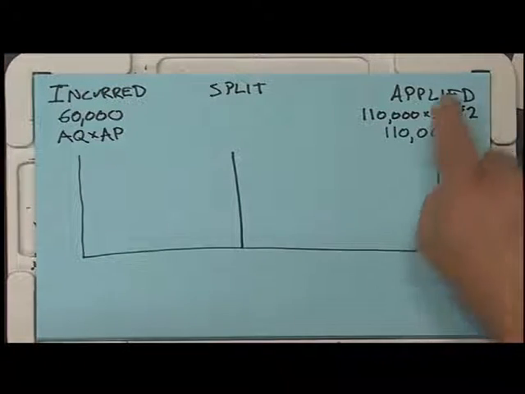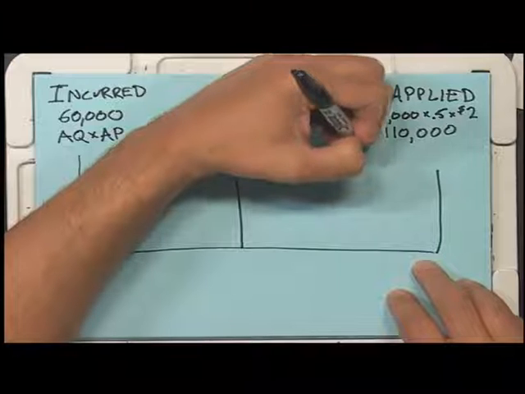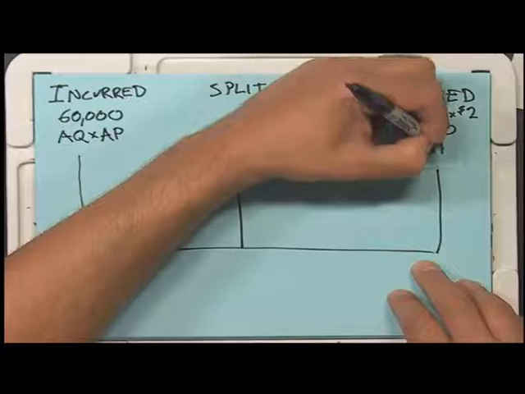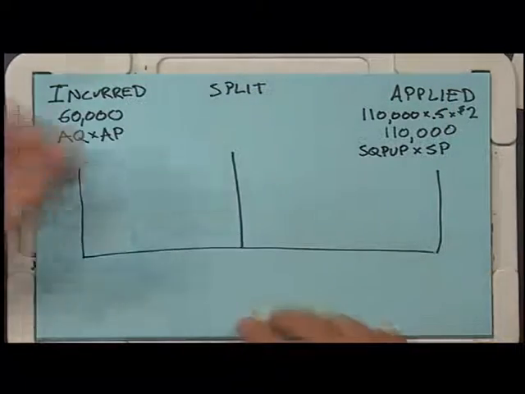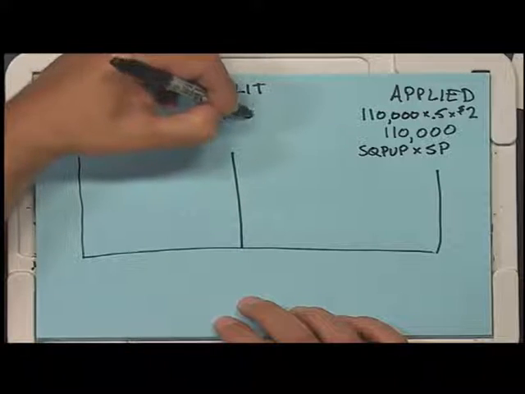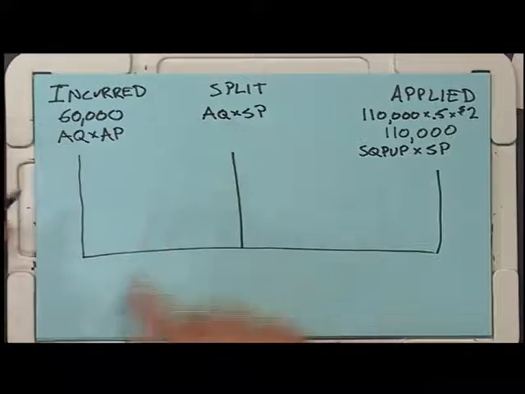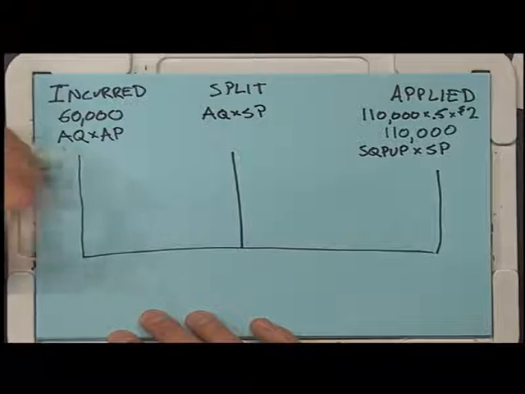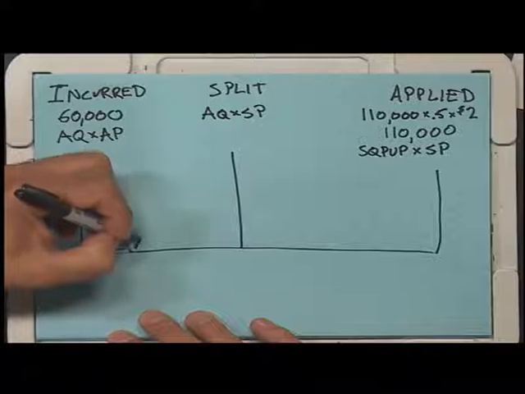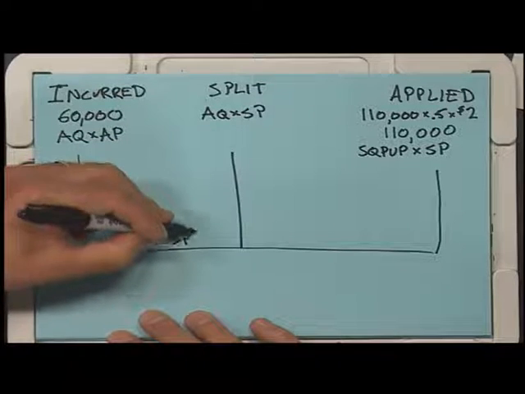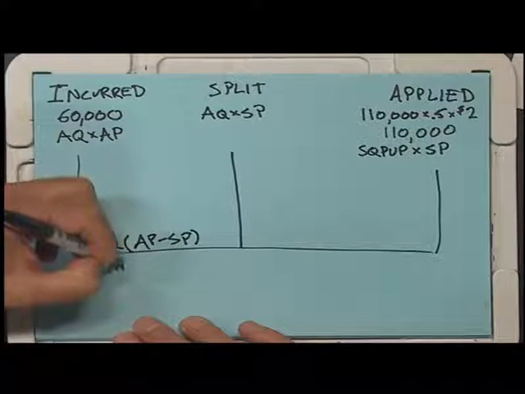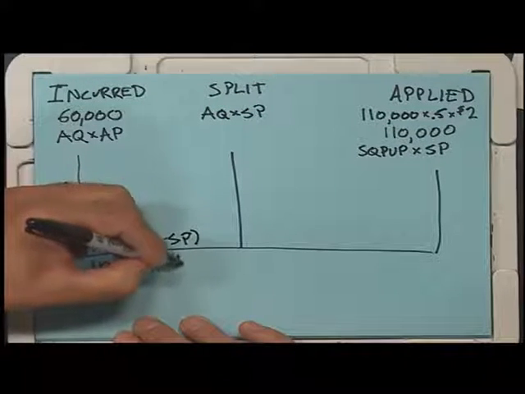Okay? The applied amount is the standard quantity per units produced times the standard price. And in the middle, the split point, we're going to use the actual quantity times the standard price. And again, as we saw before, that's over here. We're going to have the actual quantity times the actual price minus standard price.